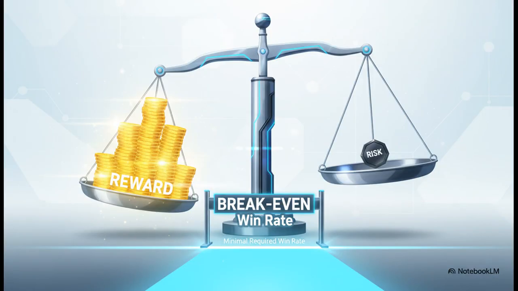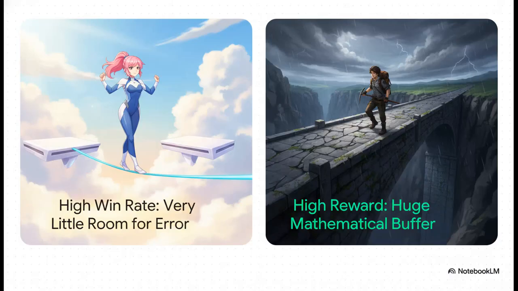And what's so cool is that there's an elegant little formula for this. Your break-even win rate is just 1 divided by 1 plus your reward-to-risk ratio. The implication here is huge. The bigger your average winning trades are compared to your losing trades, the less often you actually need to be right to make money. And this slide just illustrates that trade-off perfectly.